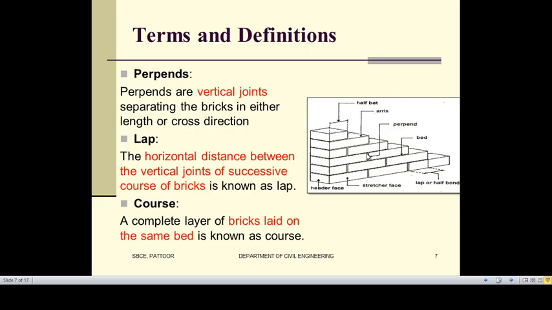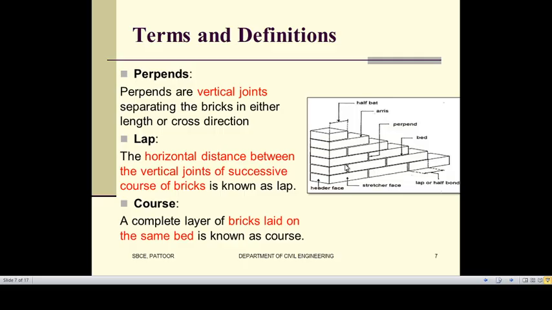Next one is lap. Lap is the horizontal distance between the vertical joints of successive courses. Before that we will see what a course is. A course is a complete layer of brick laid on the same bed. So this is the first course and over that this is the second course. The brick laid on the same bed is termed as a course. These are the successive courses. In this particular image there are 1, 2, 3, 4, 5 and 6 courses.